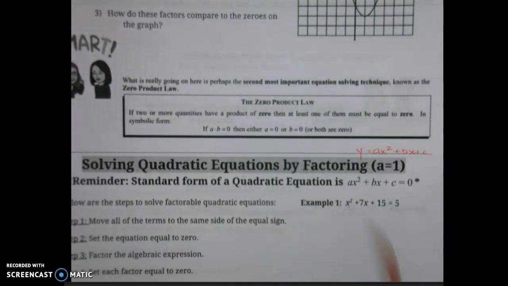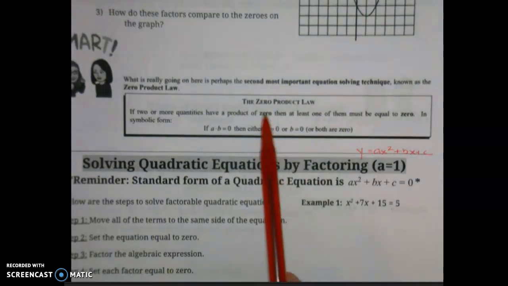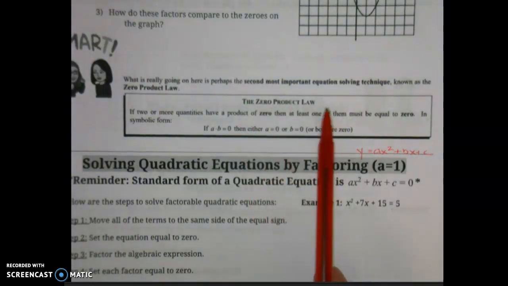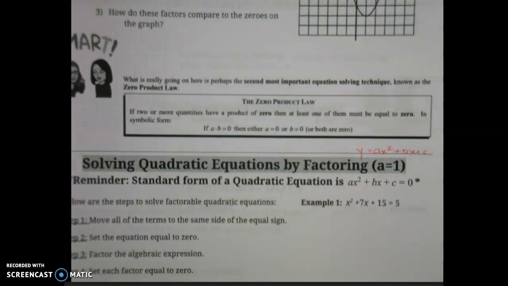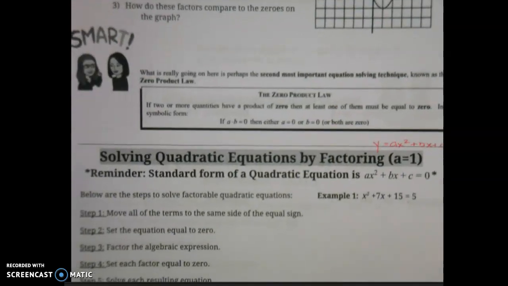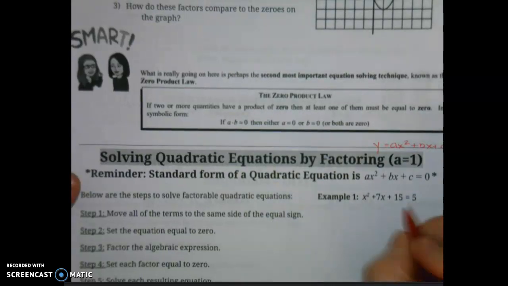When we have an x squared, we're going to be using factoring to help us find the values of x. And we're going to be using something called the zero product law, which is why we set the equation equal to 0. So your first step is to get it into this standard form. So to do that, we're going to move all the terms to the same side of the equal sign, which means basically we want this 5 to be over on this side. So to get the 5 over, I'm going to subtract 5 from both sides.